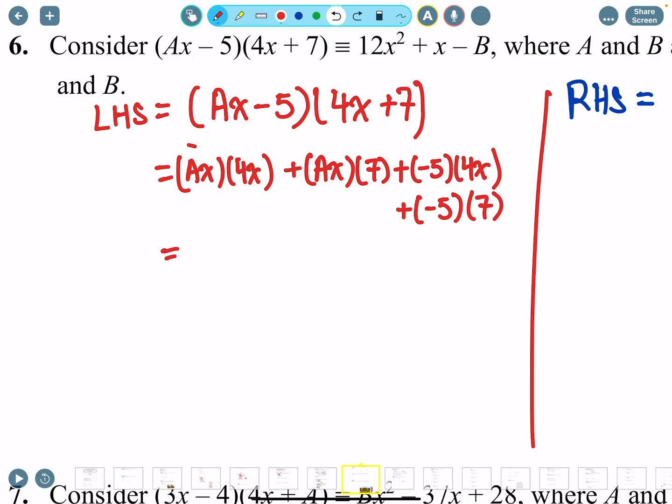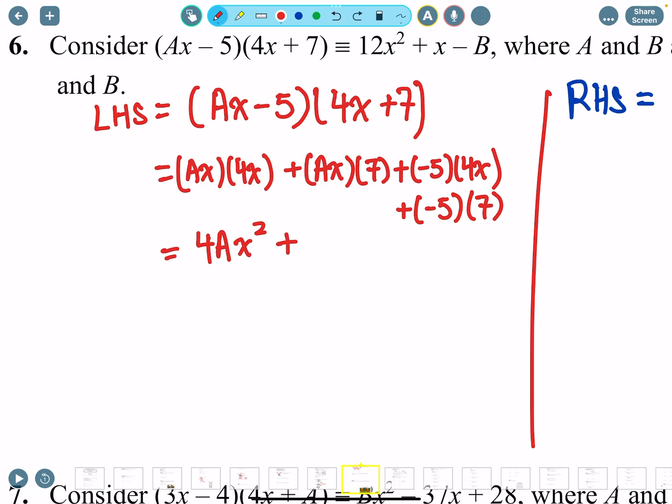Over here, there are two different letters, A and X, right? You cannot combine A and X together. So you have to keep them separate. 4 and A cannot be combined too. So it's 4 times A like that. And X can be combined together. So it's X squared.